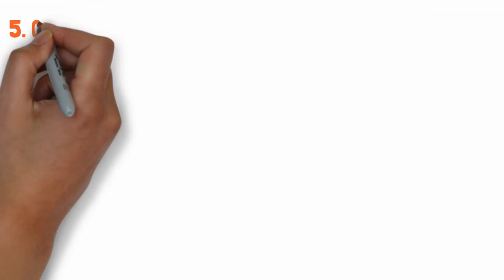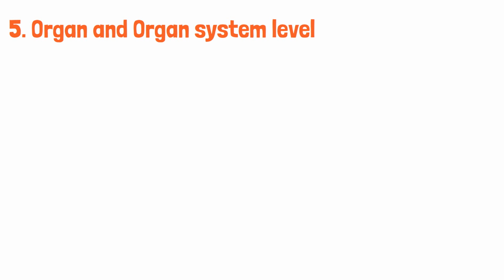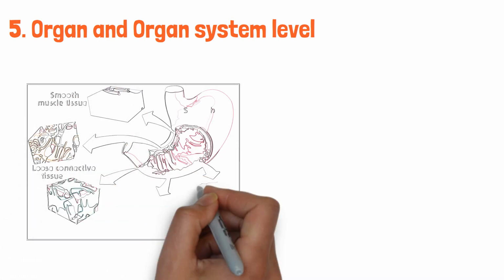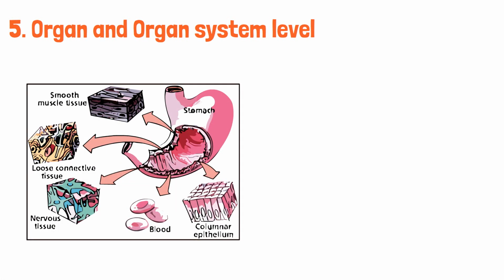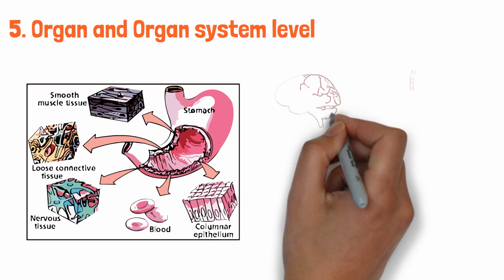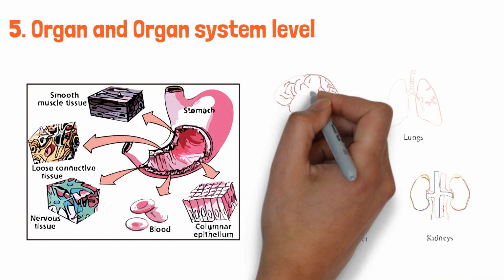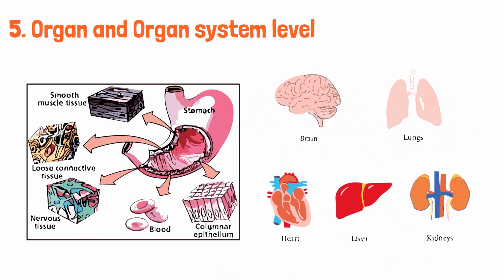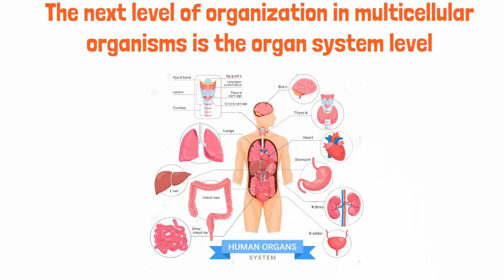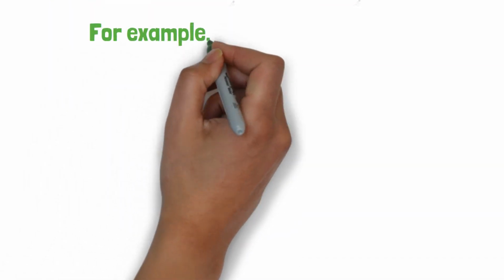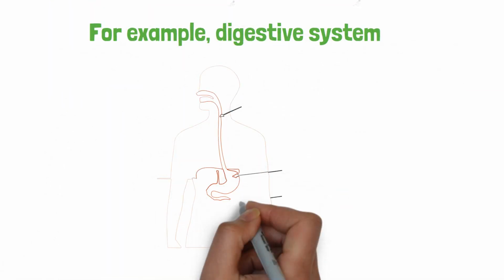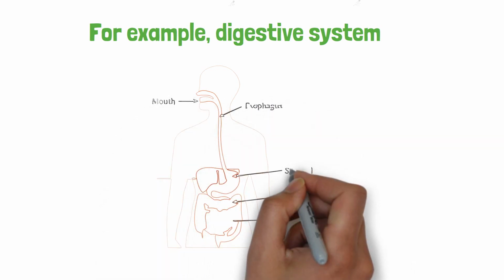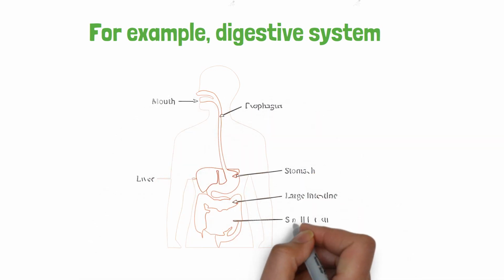Organ and organ system level. Multiple types of tissues with related functions come together to form organs. Organs have specific functions, and these functions are the result of the coordinated efforts of their constituent tissues. Organ systems, on the other hand, are composed of different organs working together to perform complex functions. For example, the digestive system comprises organs like the oral cavity, stomach, and small intestine, all working together to digest food.